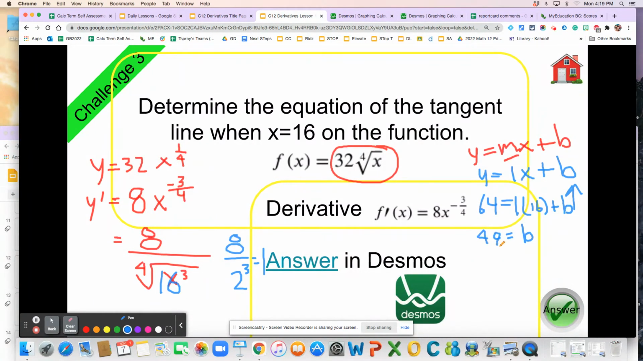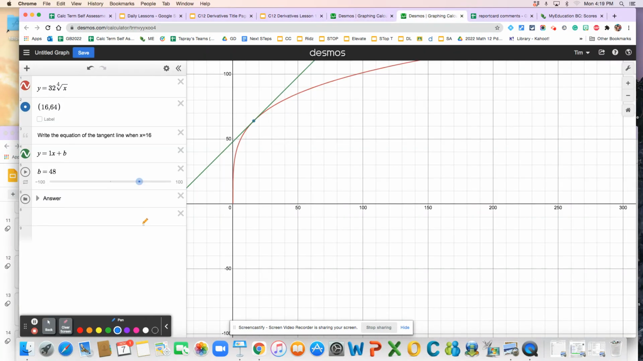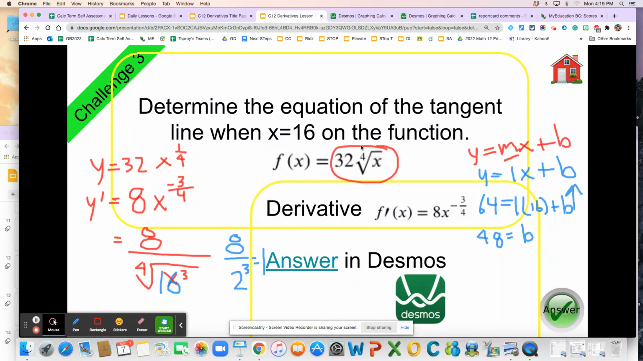Let's go back to Desmos and see if that y-intercept was 48. Oh my gosh, 48. It's magic. Hope that impresses you. It's pretty cool what we're learning here. So we saw that the y-intercept there was 48, and just in case you missed it, the equation was y equals 1x plus 48. So this is obviously a very tricky question, and I hope that was helpful for you. Let me see if I can erase stuff. I want to clear all that, but I'm going to leave it like that.